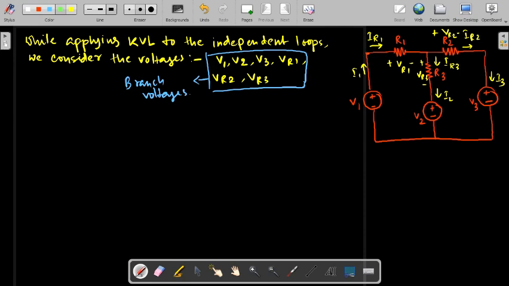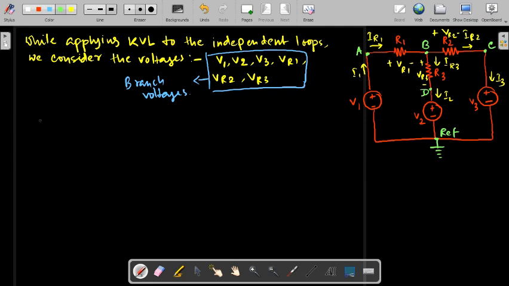Okay, so now let us say, how many independent nodes are there? 1, 2, 3, 4, and these are the 5 nodes. Let us say this node is what I am considering as the reference node. So all the non-reference nodes are, let us say, A, B, C, and this one D. So these A, B, C, D are all the non-reference nodes.